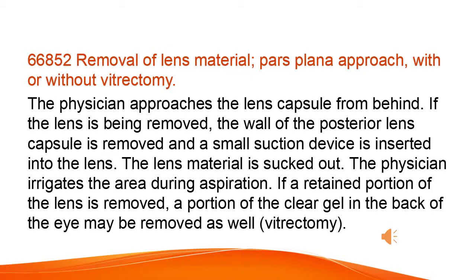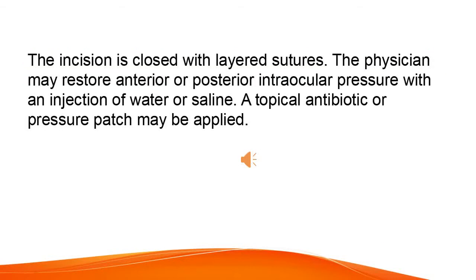If a retained portion of the lens is removed, a portion of the clear gel in the back of the eye may be removed as well, vitrectomy. The incision is closed with layered sutures. The physician may restore anterior or posterior intraocular pressure with an injection of water or saline. A topical antibiotic or pressure patch may be applied.